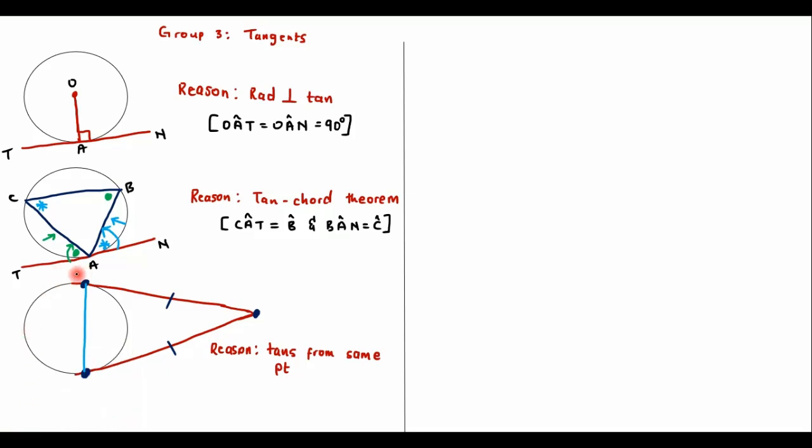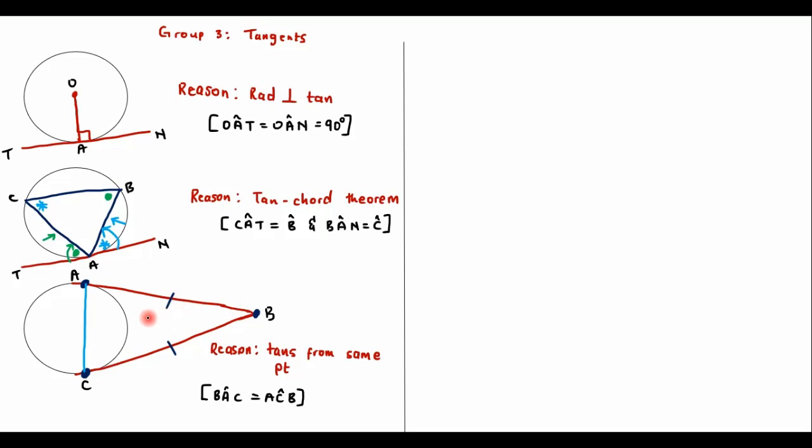Because of that, if we have the first tangent as AB and the second one as CB, then we can say that angle BAC is the same as angle ACB. The reason is the base angles of an isosceles triangle where AB is equal to BC, and the reason for AB being equal to BC is tangents from the same point. Now, these are the theorems that you're going to be talking about, right?